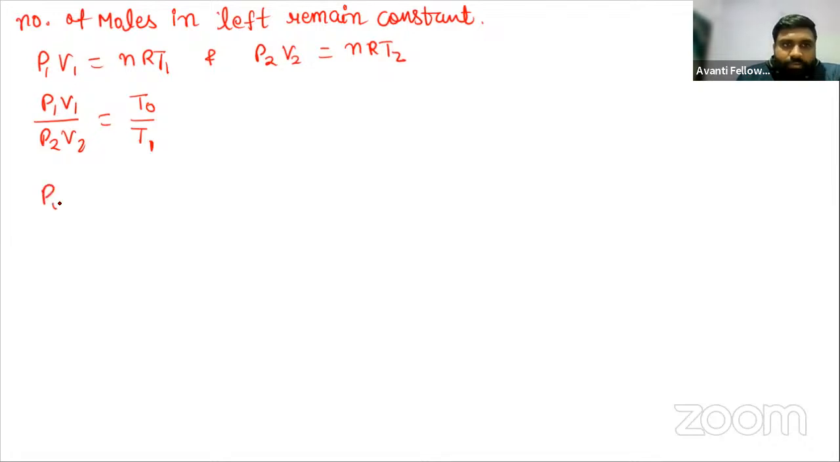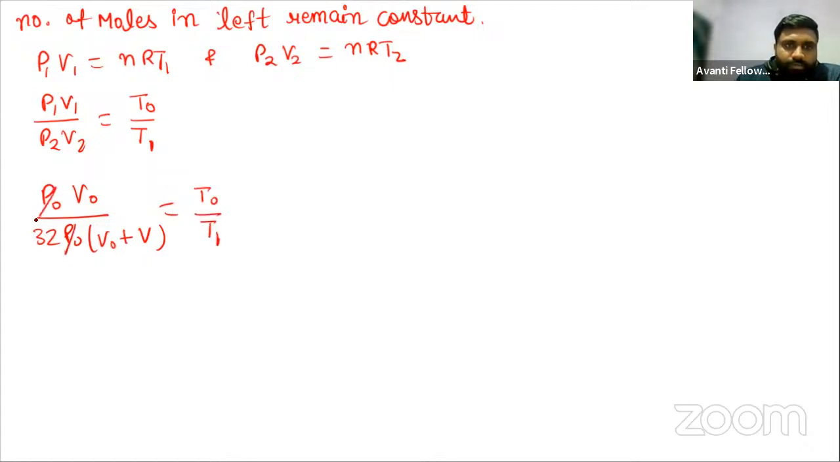For the left chamber, the final temperature we have considered T1 and the initial temperature was T naught. The P1 is P naught for the left chamber. The initial volume is also V naught. P2 is the final pressure, which is 32 times P naught, which is given to us. And V2 here is nothing but V naught plus 7 by 8 times V naught, which we have already calculated. It is T naught by T1.